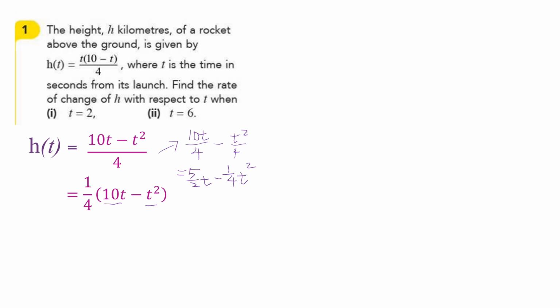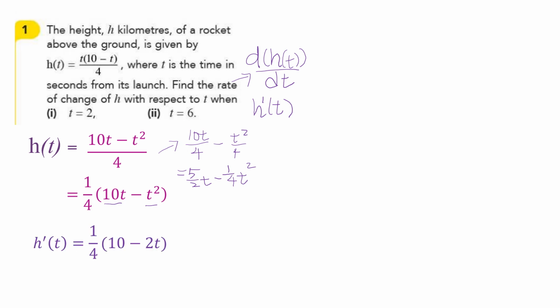All right, so we're finding dh/dt. There are two ways of writing it. You can write it as d/dt of h(t), or you can simply write it as h prime(t). Okay, so differentiate 10t, you will get 10. And differentiate t squared, you get 2t, and make sure the negative is there. All right, so that is our rate of change. Your h prime(t) is our rate of change.